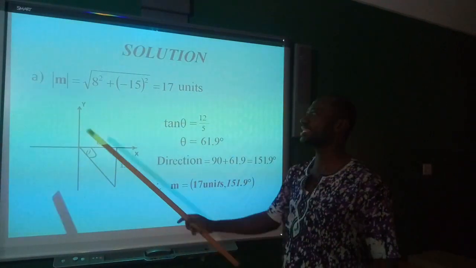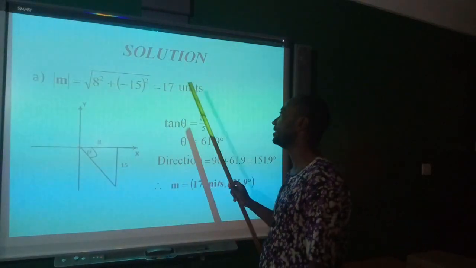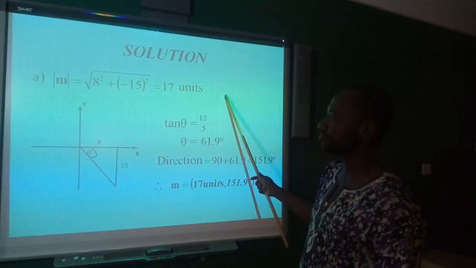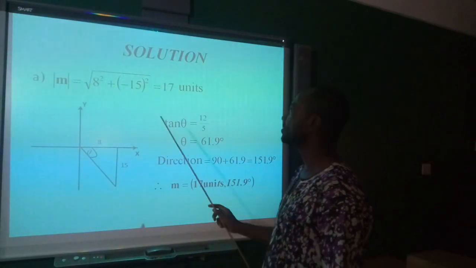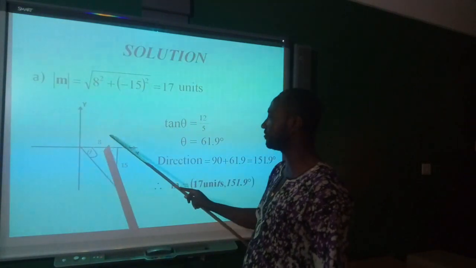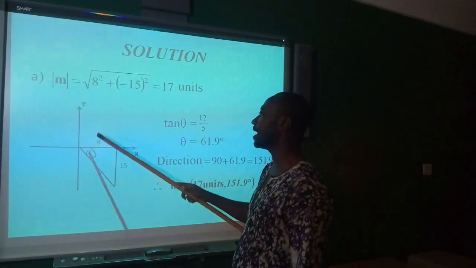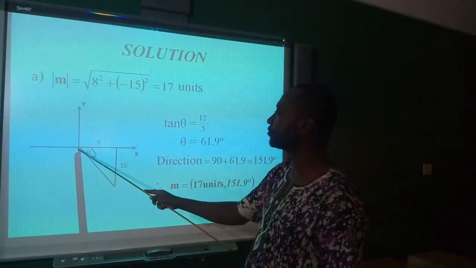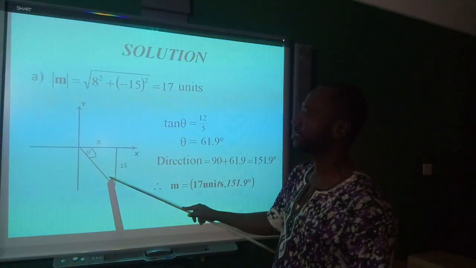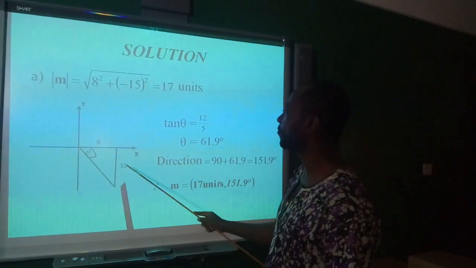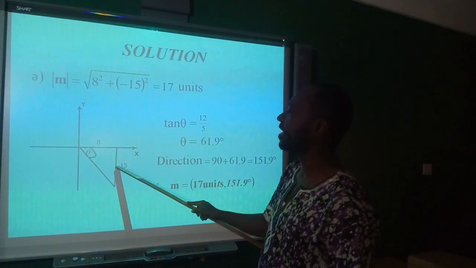You first find the magnitude of vector M, which is the square root of 8 square plus negative 15 square. That gives you 17 units. You also draw the Cartesian plane, but here you see that the x component is positive, so you are on the positive side of the x, but the y is negative, so y is negative down here, so your vector is going to be in this quadrant. So you form your right angle triangle in this quadrant. The negative only indicates where the vector is going to form, so don't include negative over here.